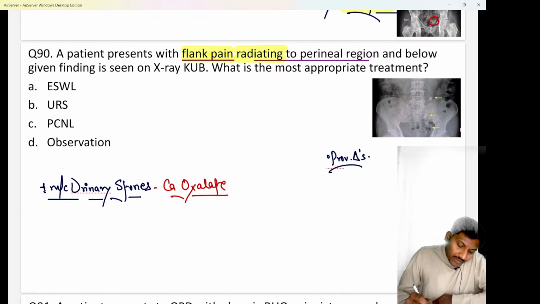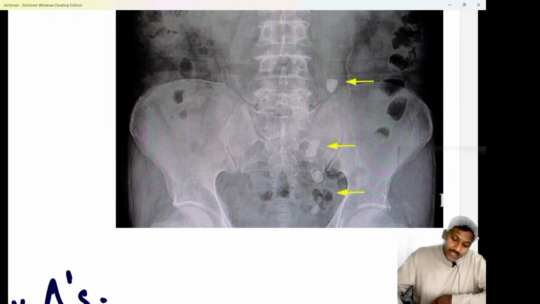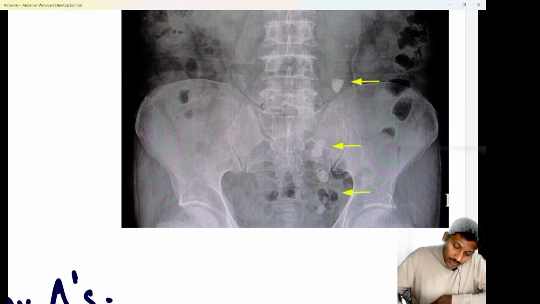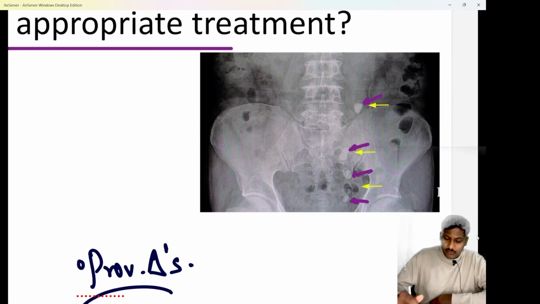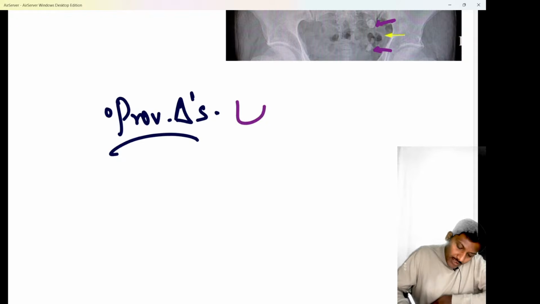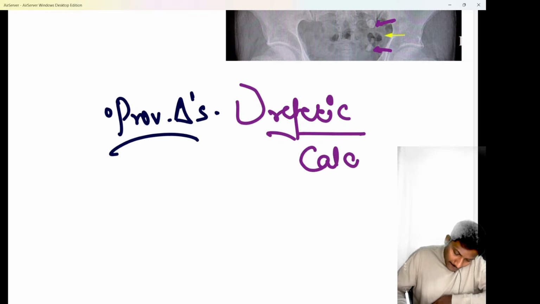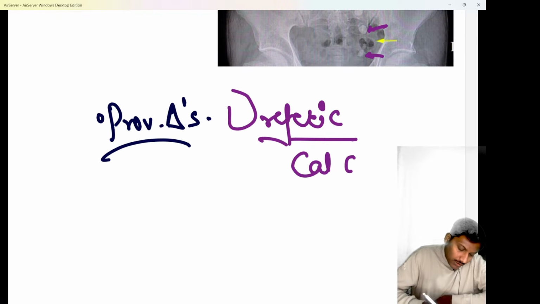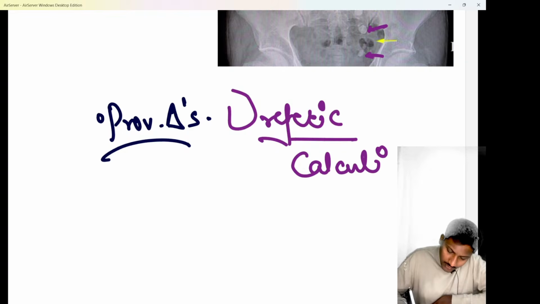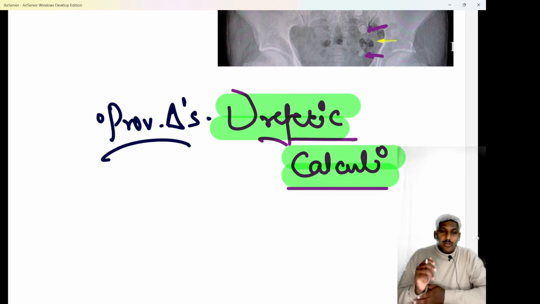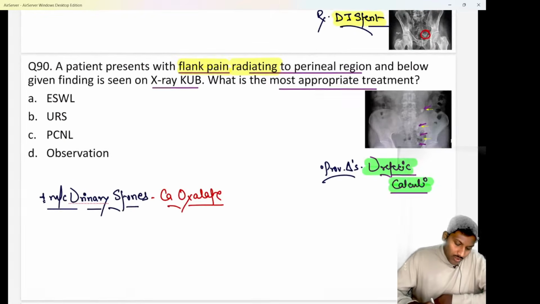They have also given the X-ray KUB, as you are able to see in the picture. They are asking you what is the most appropriate treatment for this. Here, this is the classical picture of ureteric stones. There are multiple stones in the ureter, not one. So we know the provisional diagnosis of this case is ureteric stones, or ureteric calculi. And whenever there is a ureteric stone or calculi, I hope all of you are quite aware what is going to be the treatment.